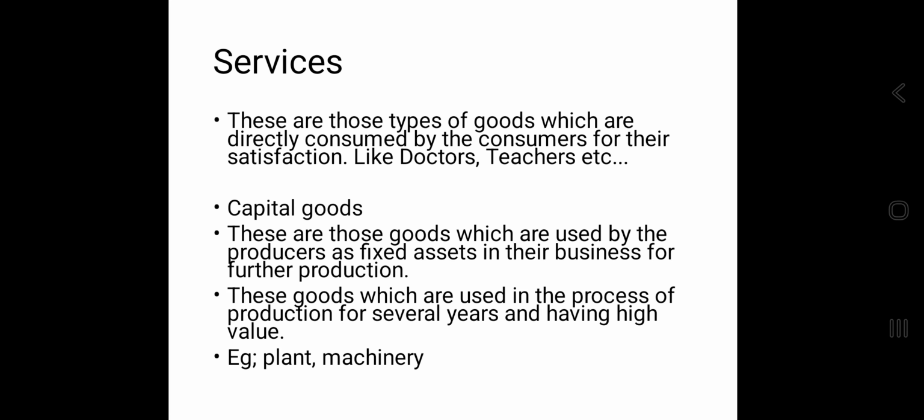Then come to the next type of good, that is capital goods. These are those goods which are used by the producers as a fixed asset in their business for further production. That's why the name producer goods. The name itself suggests the meaning of that particular good. These goods are used in the process of production for several years and have high value. For example, plant or machinery.